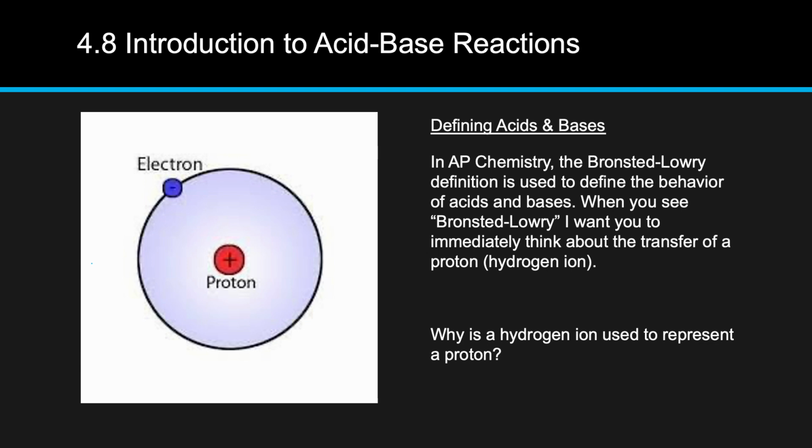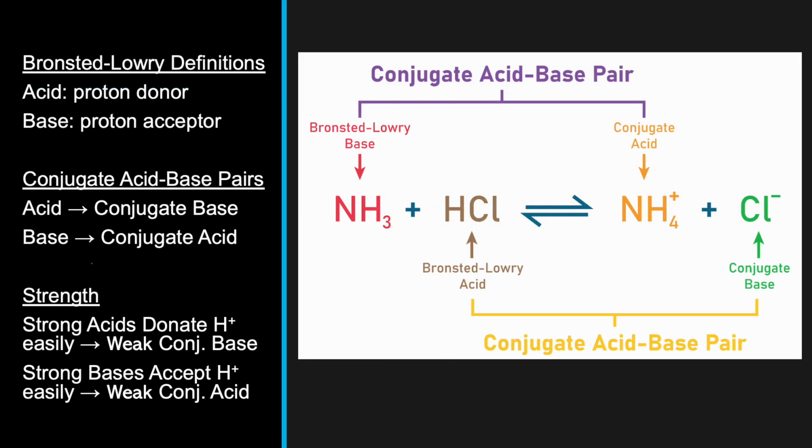So in acid-base reactions, the particle that moves between species is literally just the proton, but we write that down as H+. All right, we can see in this reaction on the right here, HCl donates an H+ ion to NH3. So HCl is acting as the acid and NH3 is acting as the base. Once HCl loses its proton, it becomes Cl-, which is the conjugate base. And once NH3 gains a proton, it becomes NH4+, which is the conjugate acid.